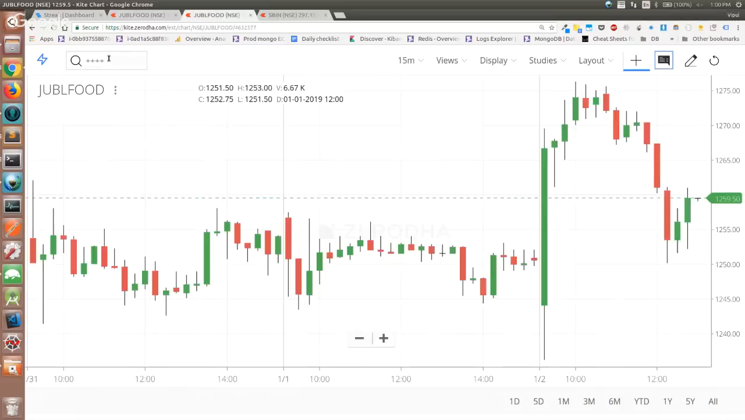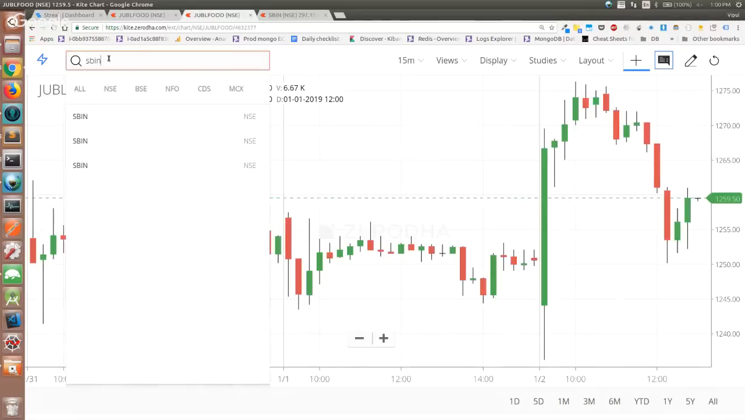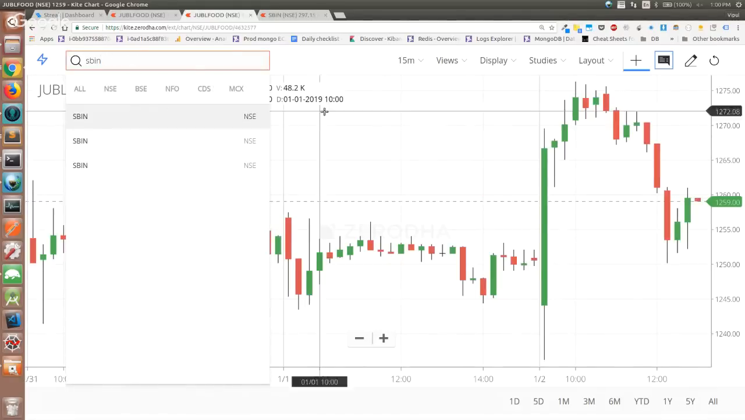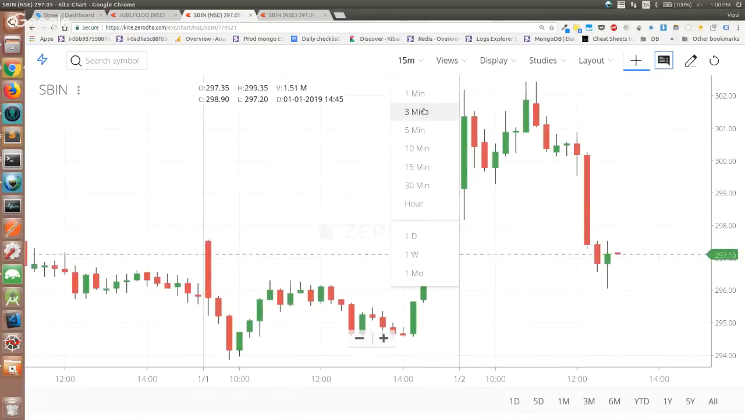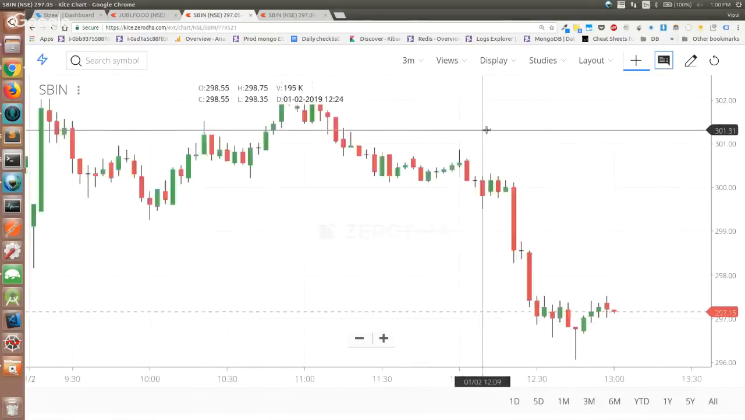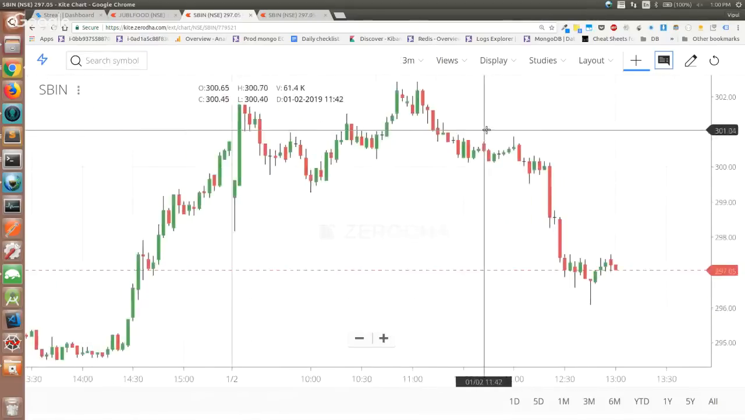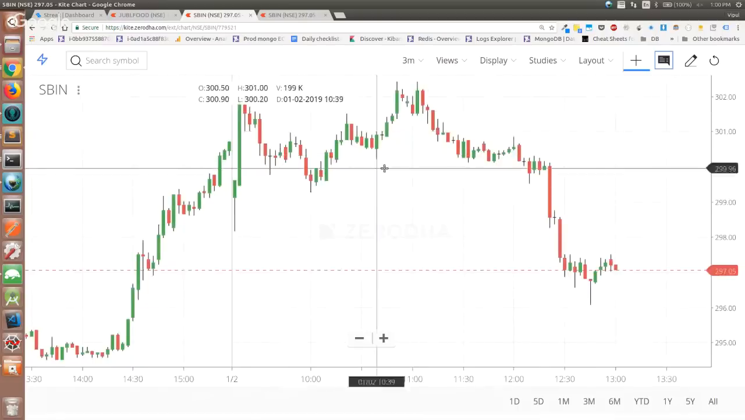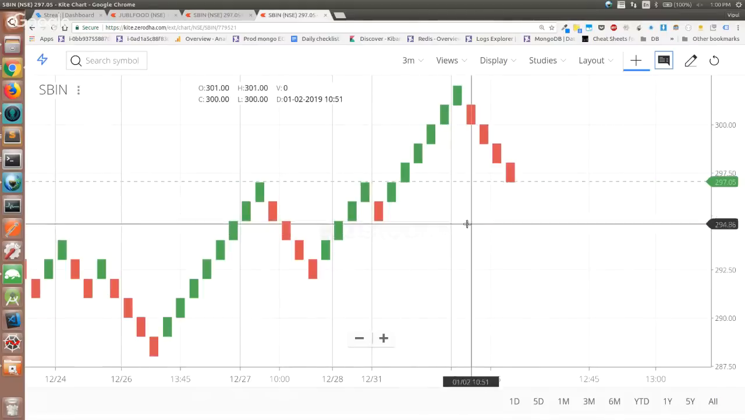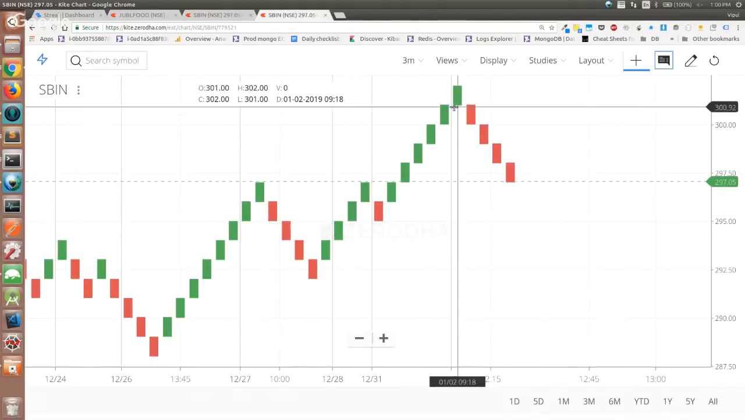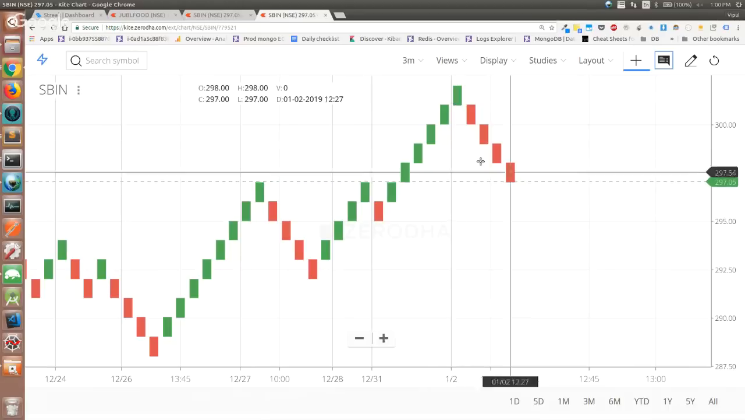So if I just type SBI in here, I'll also open the candlestick chart for side by side comparison and better explanation. As you can see, this is today's 3 minute candle chart. You can see a lot of price movements, but if you see it in Renko from today, it's basically just one green and then it's all down.